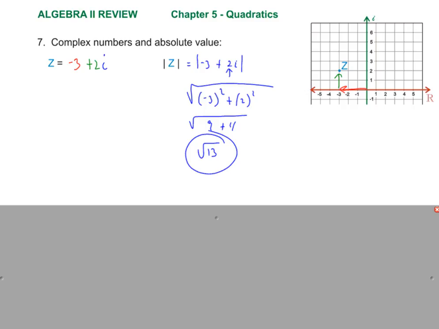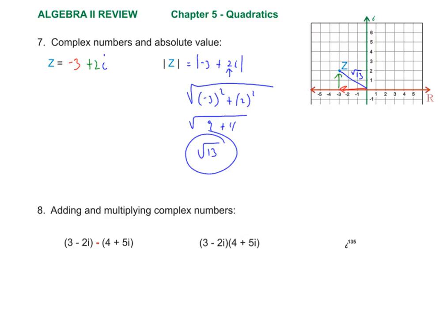What's the absolute value? How far is this number from 0? It is the square root of 13, and we use the Pythagorean theorem to figure it out. We're just doing a right triangle and figuring out the value of the hypotenuse of a right triangle.